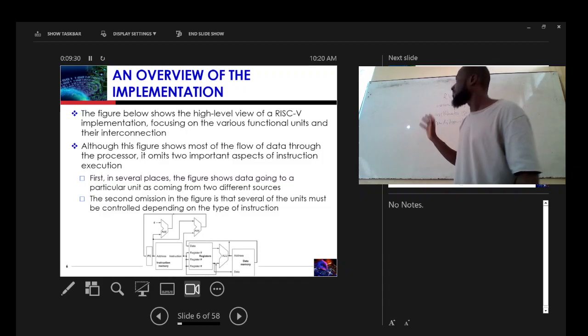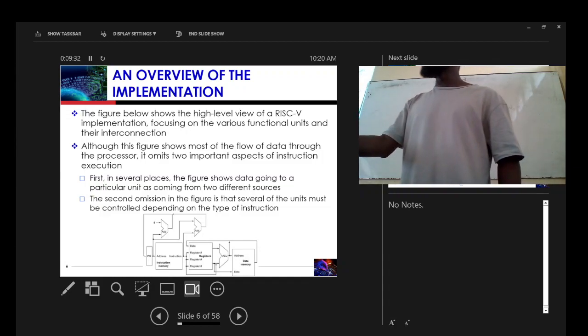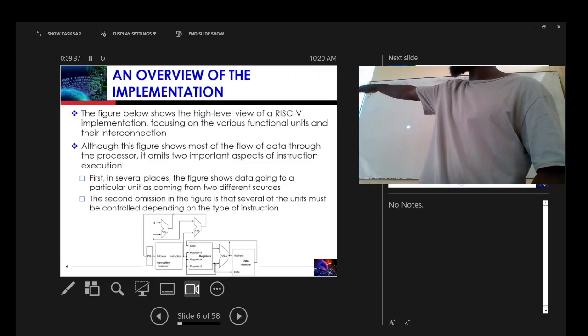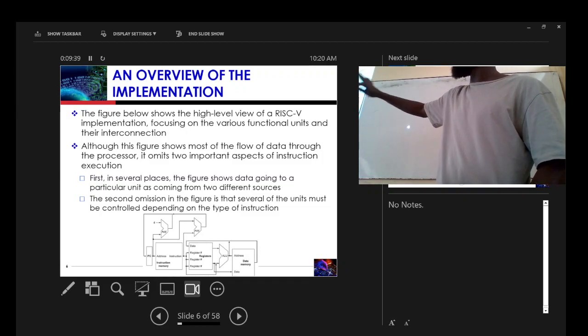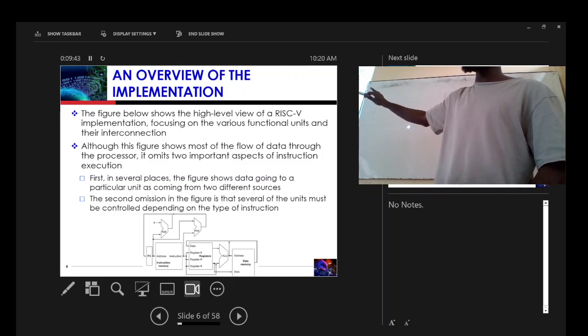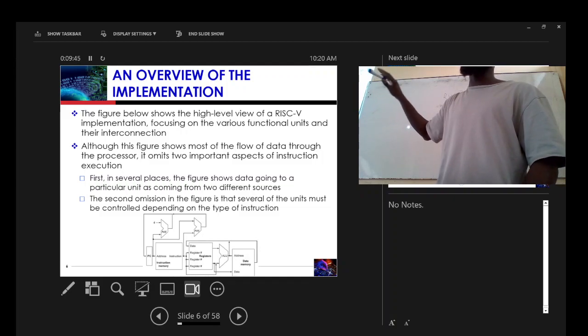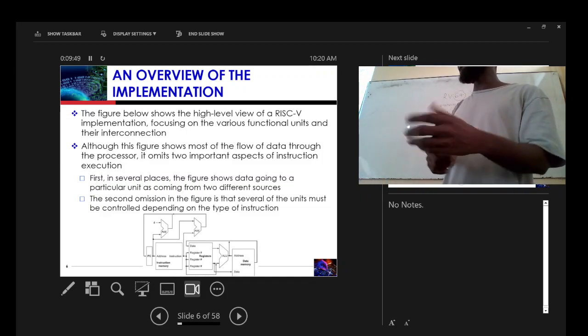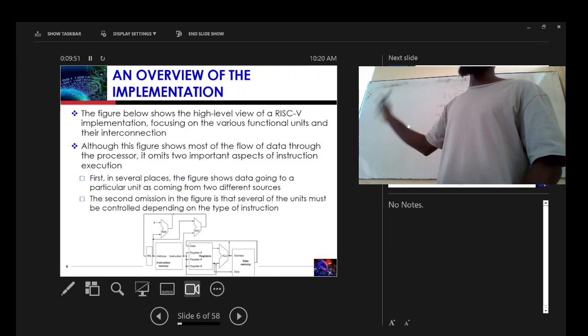So now to actually implement our CPU, this is how it's going to look. The diagram below is what the CPU looks like. Now this one deals with only the data path, because as I said last time, the data path deals with information flow from one component to another.